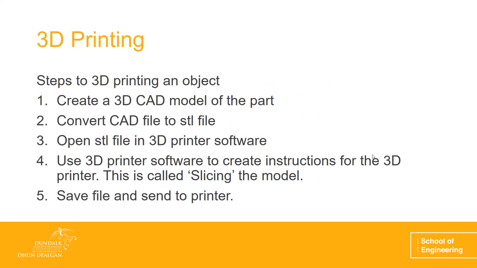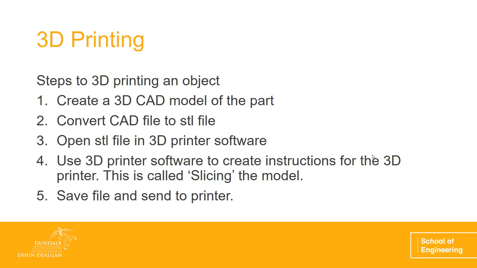So the steps to creating a 3D object. The first thing we need to do is create a 3D CAD model of the part. And we're going to do that in SolidWorks today, but there are lots of other CAD softwares that you could use. Some of them are free. So it all depends on what you have. You may have some in your school that you can use. You may have SolidWorks or Creo, or you may need to download a free version yourself if you want to do this.